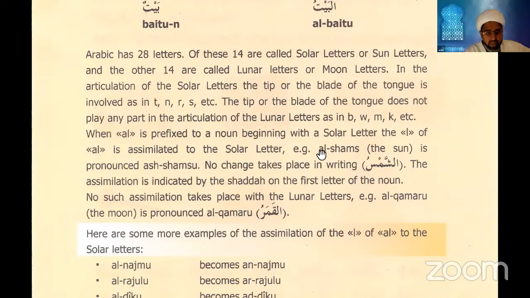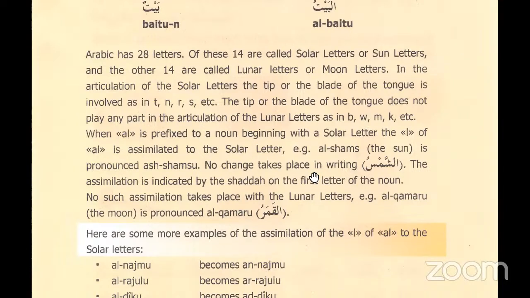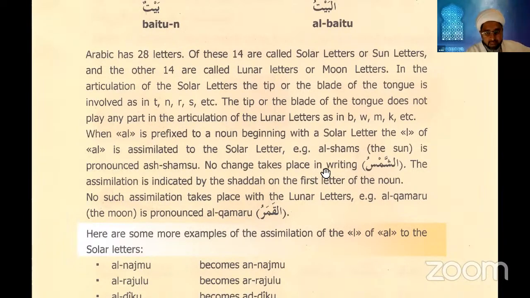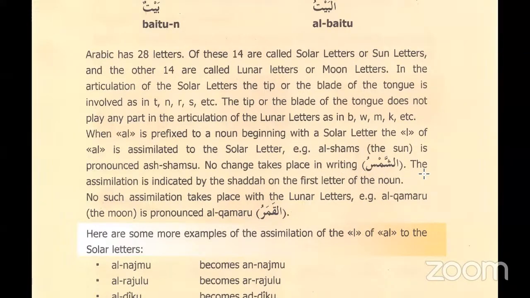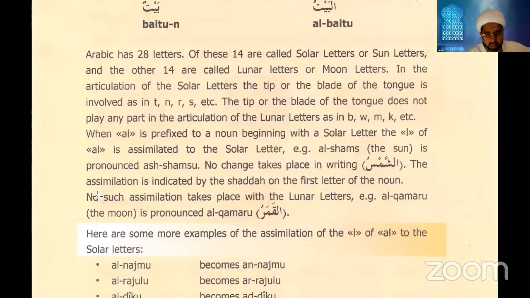When al is prefixed to a noun beginning with a solar letter, the L of al is assimilated to the solar letter. Example, al-shams, the sun, is pronounced ash-shamsu. No change takes place in writing. The assimilation is indicated by the shadda on the first letter of the noun. Assimilation means that it's joined with the next letter, the sheen itself, or the ta, or whatever letter it is. It joins together, and the lam becomes silent.